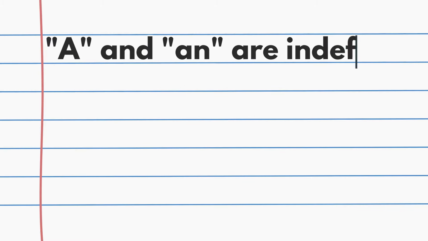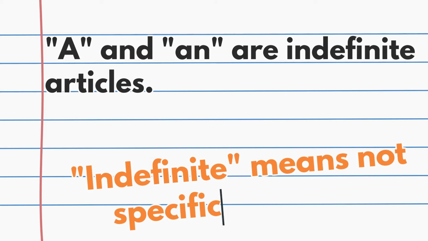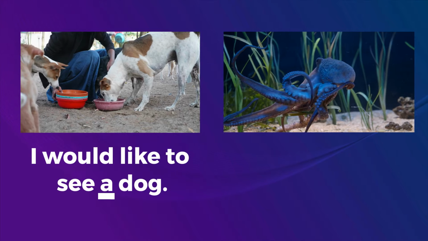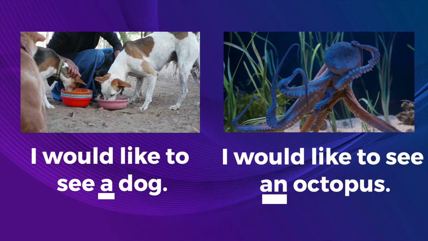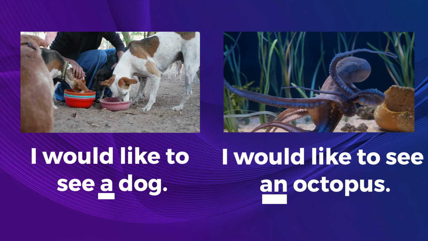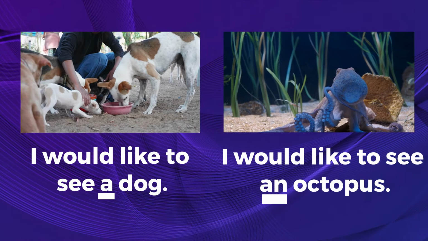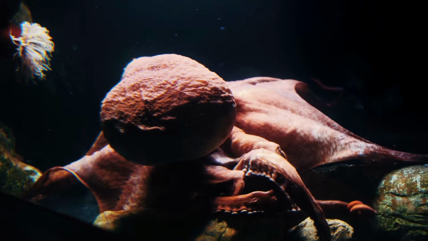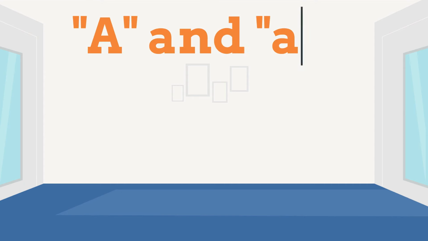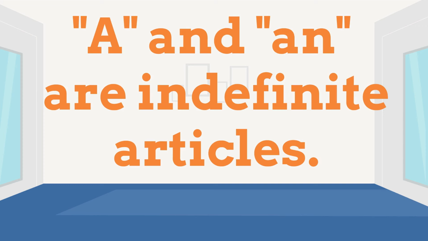A and an are indefinite articles. Indefinite means not specific or exact. I would like to see a dog. I would like to see an octopus. In both cases, I'm willing to see any dog or any octopus. I'm not just wanting to see one specific dog or one specific octopus. Any would do. A and an are indefinite articles.